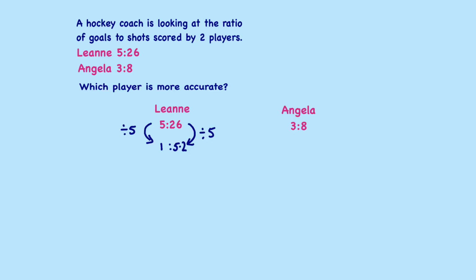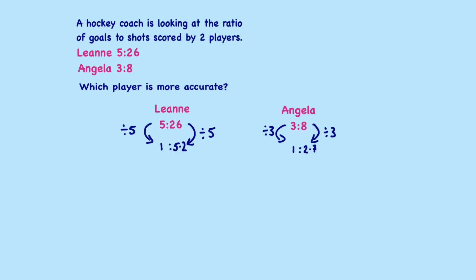Then look at Angela. So we want to get the left hand side 1. So to get 3 to be 1, we divide by 3. So that will give us 1 on the left hand side that we want. And then whatever we do to the left hand side for the ratio, we have to do the same thing to the right hand side. So we'll divide the 8 also by 3, which gives us 2.7.